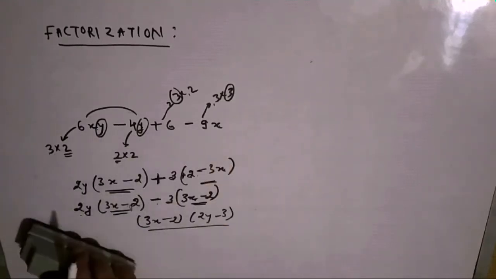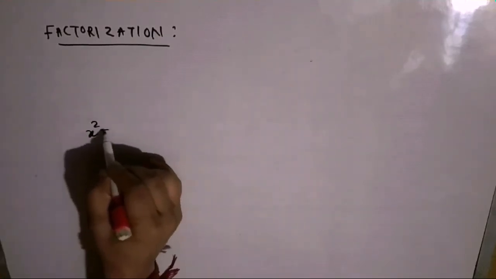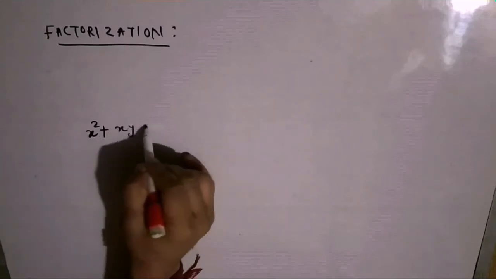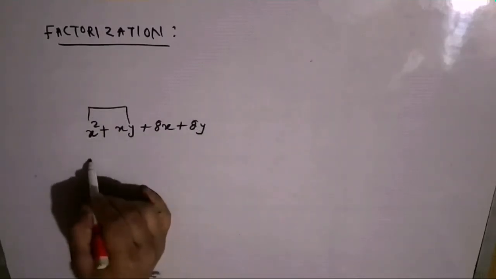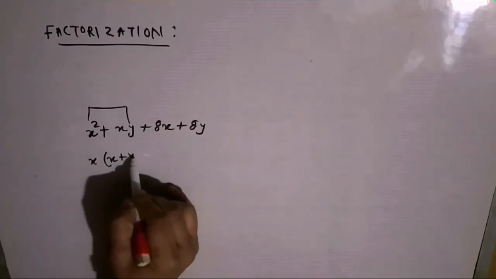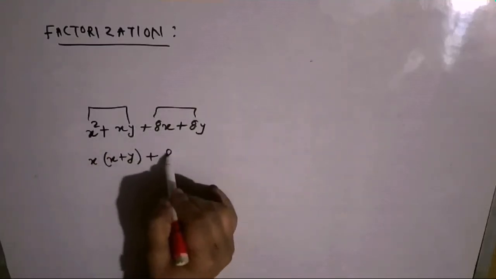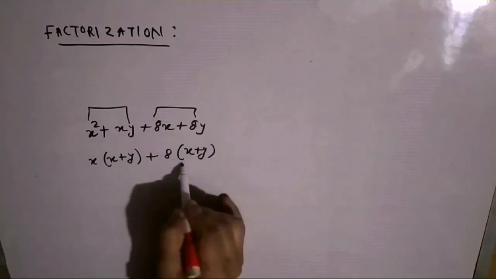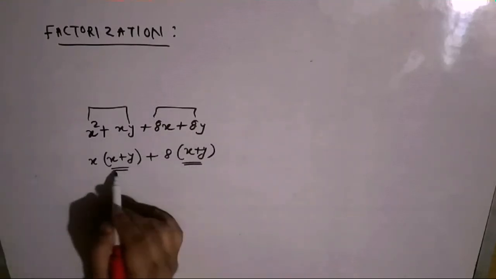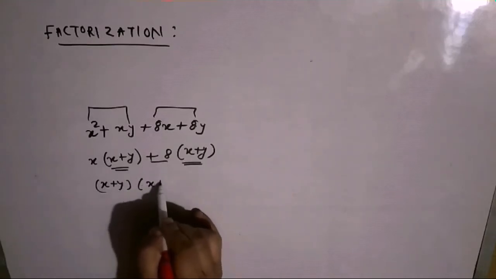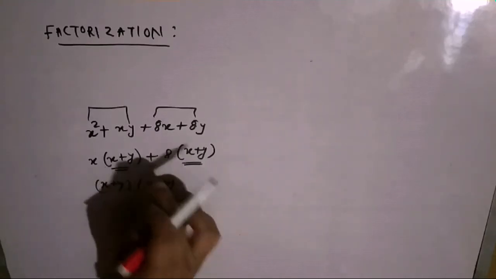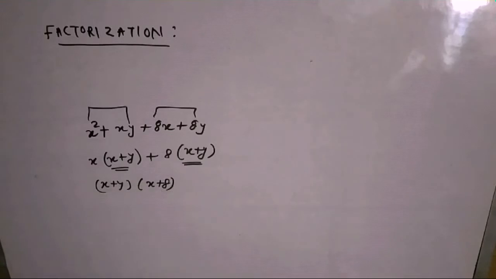Okay. So let us do another example. This time I will do a little bit faster. So let it be x square plus xy plus 8x plus 8y. Okay. So in place of this I can take x common. So only x plus y would remain. Likewise here I can take 8 common. So x plus y would remain. So x plus y is here. X plus y is in the second term. So you can take x plus y common. So here x plus 8 would come out. So x plus 8. Okay. So that is the way of writing this expression.